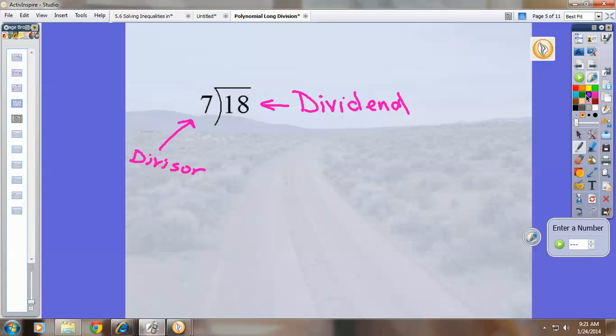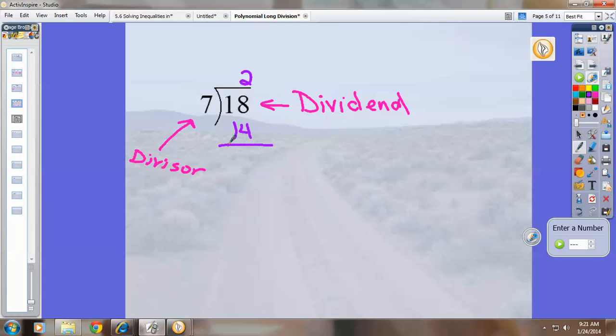7 times 2 gives me 14. So we're going to write 2 above the last digit that we're using, which is 18. So then we would multiply, wouldn't we? Guys, I really need you to focus, please. 2 times 7 is 14.